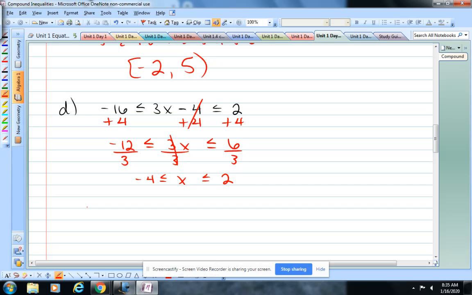All right, number line. Oopsie. Negative 5, negative 4, negative 3, negative 2.